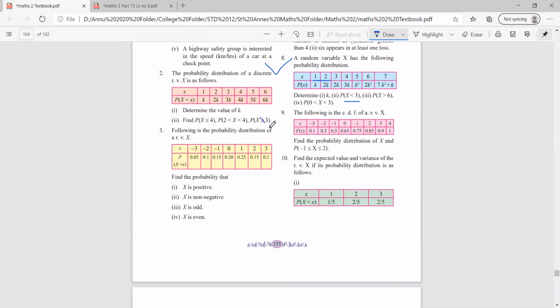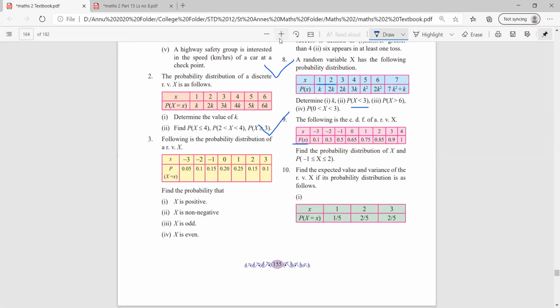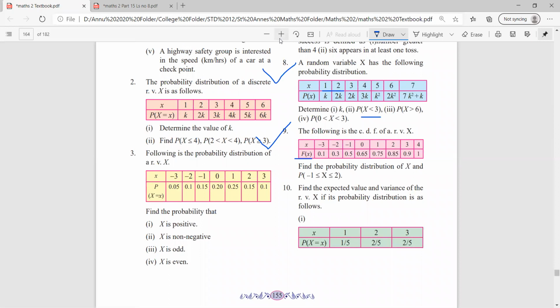Continuing forward, sum number 9. The following is the CDF of a random variable x. I hope you all are clear what is CDF. I had explained it in the previous lecture also. CDF is nothing but cumulative distribution function. And it is represented as capital F of x.